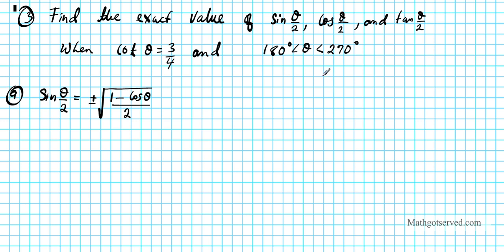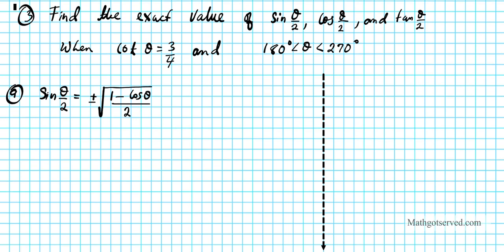So let's partition our workspace. I'll look for cosine first, okay? We're going to need sine to find tan theta over 2, so let's find both of them. We need to find sine and cosine. We know that cotangent theta equals 3 over 4. Well, it follows that tan theta equals the reciprocal of this, 4 over 3. Now we're going to use SOHCAHTOA to help us construct the right triangle that will enable us to determine what sine and cosine are.